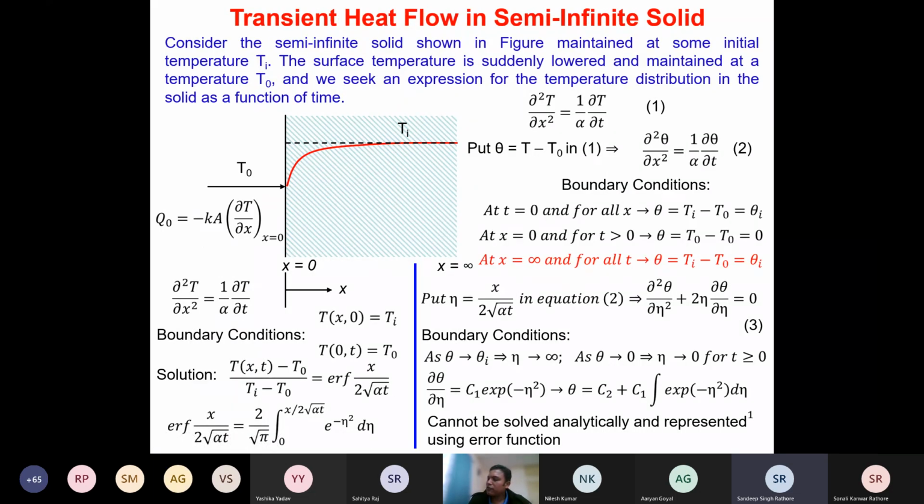This example of transient heat flow in a semi-infinite solid. So what we are looking at in this case is there is a semi-infinite solid as shown in the figure. Initial temperature of this solid block is Ti, and suddenly this block is subjected to a new temperature. Let's say it's a lower temperature T naught. So only one side of this block is subjected to another temperature T naught. We have considered this T naught to be lower, but you can consider higher. Any new temperature, I am saying.